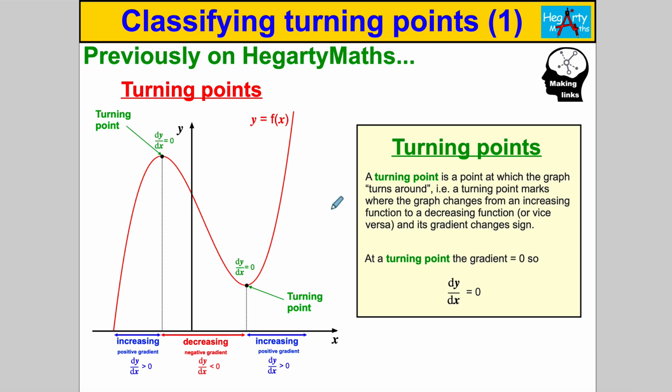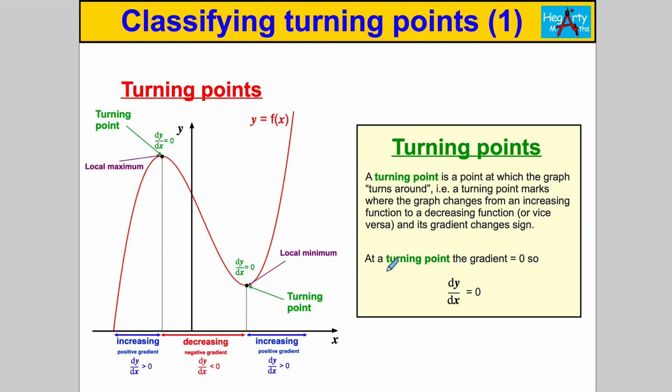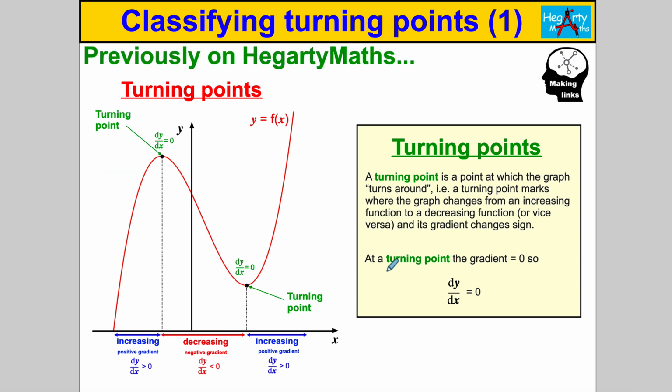And we also said we found turning points, we found where they existed on a curve by solving dy by dx is equal to 0, because at a turning point the gradient is also 0. Now that's all well and good, but there are ways to classify turning points as well. There are different types of turning points we need to be aware of. And the picture on the following slide just shows two names we need to know.